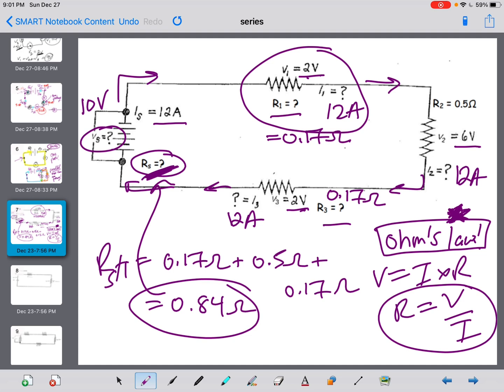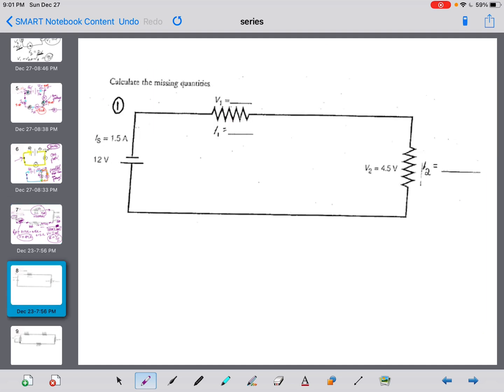Okay, so the next ones I'm going to have you pause the videos and try these out. So here we have current and voltage. So I want you to calculate the missing quantities. So pause the video and give this a try, and then we'll take these up.